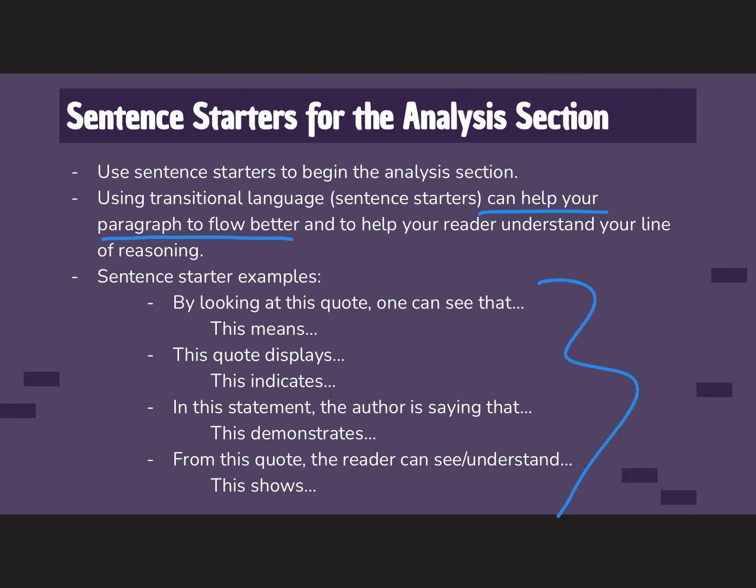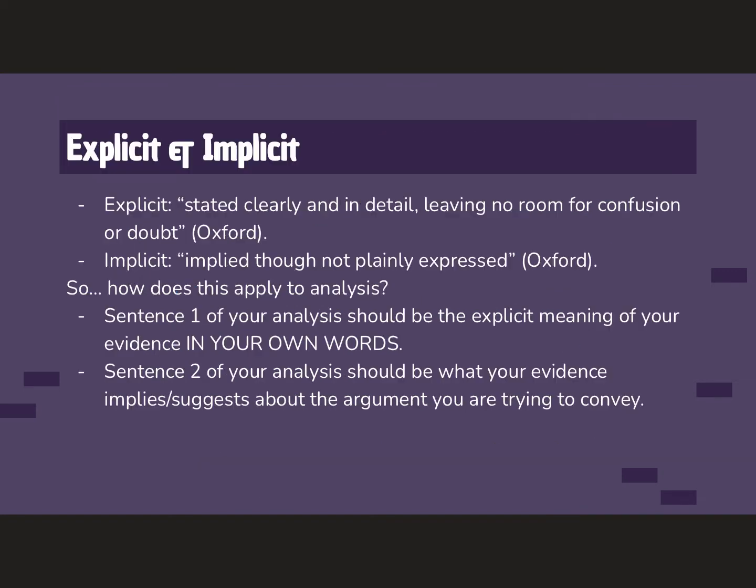Here are some examples. Remember, if an analysis needs to be 2 plus sentences, this is the first sentence, and this is the second. So you would say, by looking at this quote, one can see that whatever we can see. This means, tell us what that means. And then you would do that for each one. Now, as a little bit of a tip for writing, you as a good writer want to vary up your sentence starters. You don't want to say, by looking at this quote, every single time, because it makes your writing sound a little bit more repetitive and boring, to put it bluntly.